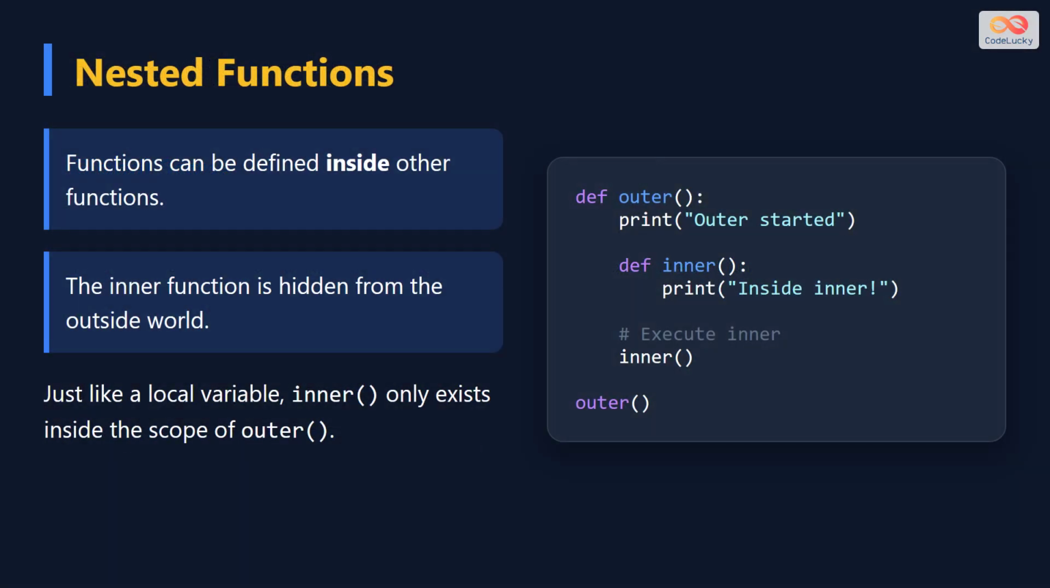The next building block is nested functions. Python allows you to define a function inside another function. In this example, the function inner is defined inside outer. This inner function is hidden from the rest of the world and can only be used inside the outer function. It's like a secret helper.